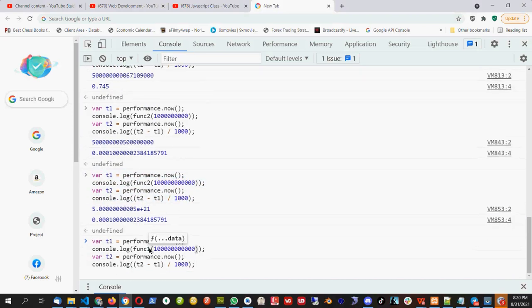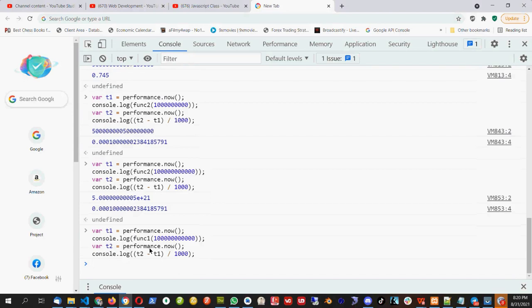So I put function 1. You have to wait till it completes. I divide by 1000 because this is in milliseconds and we have to convert into seconds. Still it's going, still it's performing, whereas this was completed in 0.001 seconds. And here it's still going on. I don't know how much more time it will take.